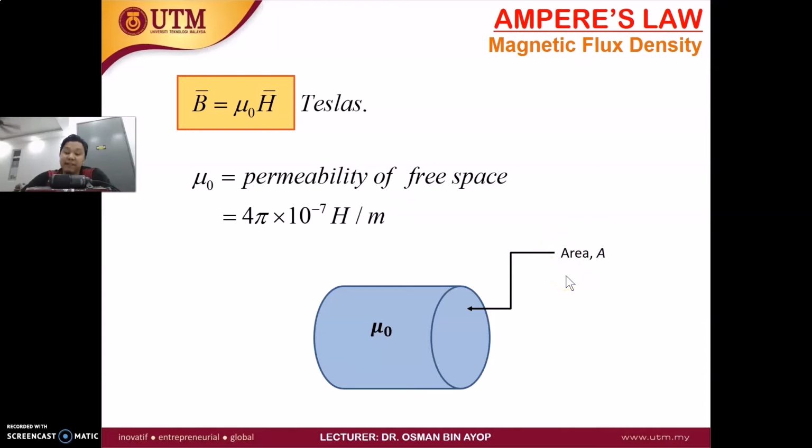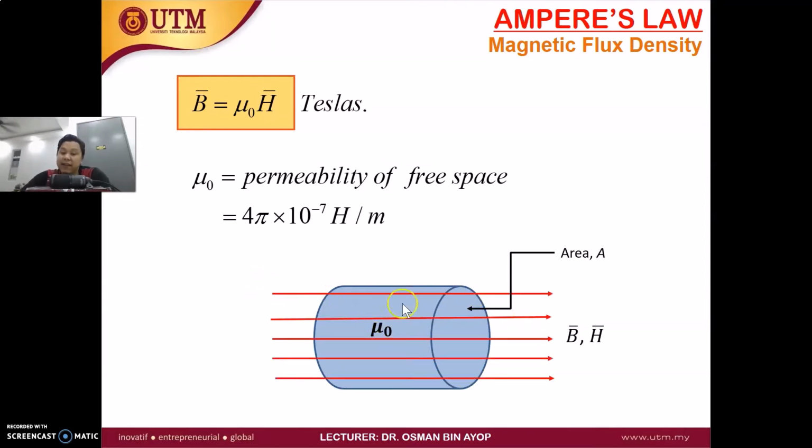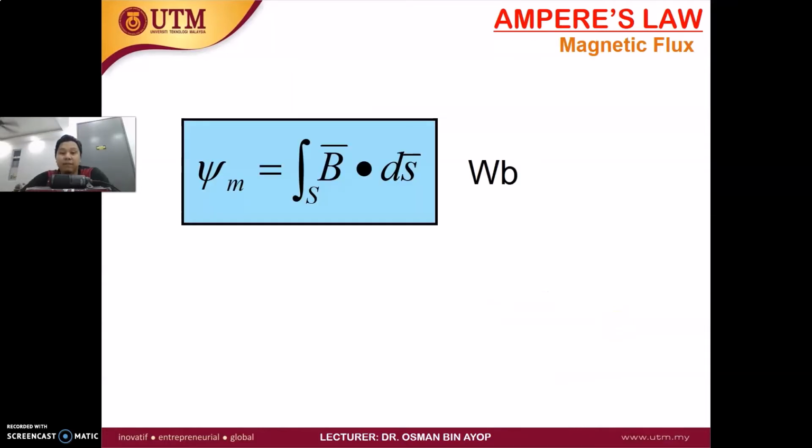Okay, let's consider a material with a permeability of mu naught. It has a cross-section area of A. Let's say that our magnetic flux is flowing across this section area, and our flux density B is in the same direction as H, our field. Therefore, we can determine the total magnetic flux psi is equal to the integration of B dot ds, so B multiplied by the surface. The unit is Weber.